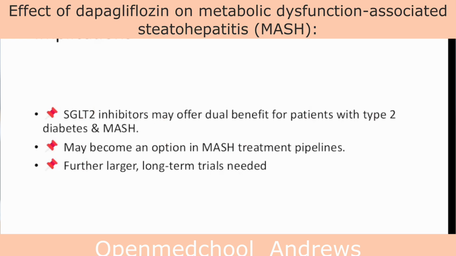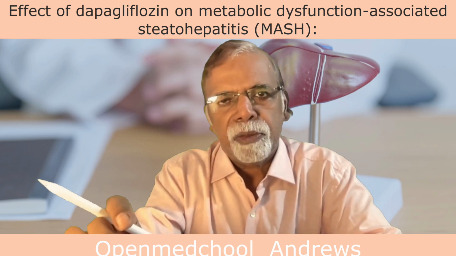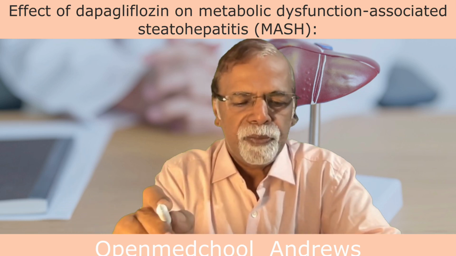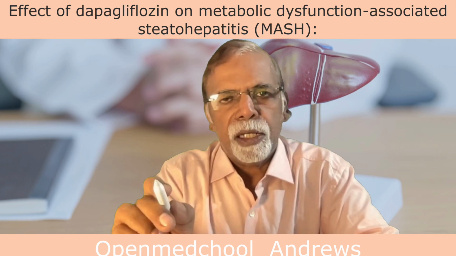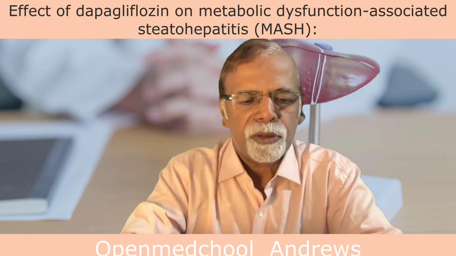So what are the implications? SGLT2 inhibitors may offer dual benefit for patients with type 2 diabetes and MASH, and may become an option for MASH treatment pipelines. Further large trials are required.